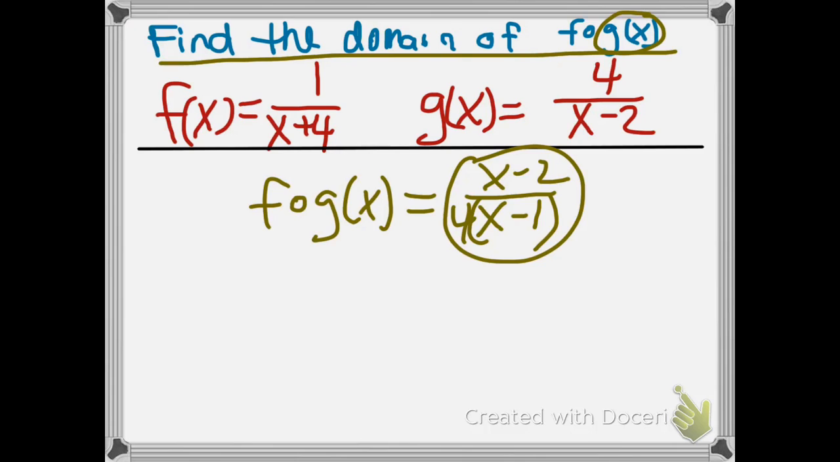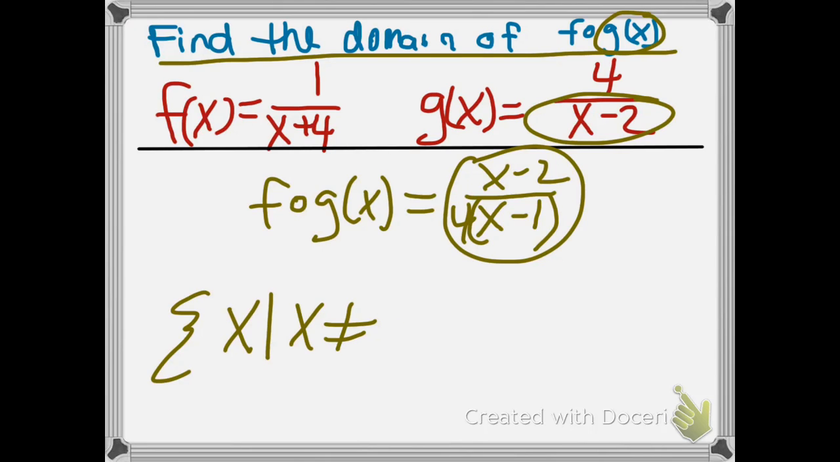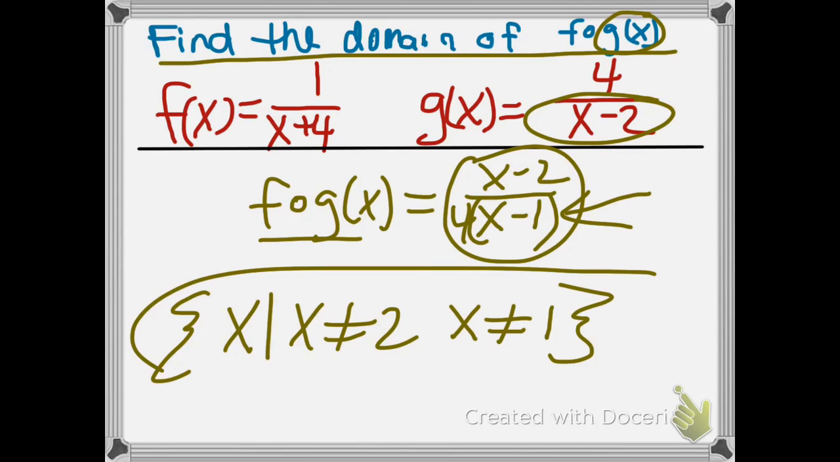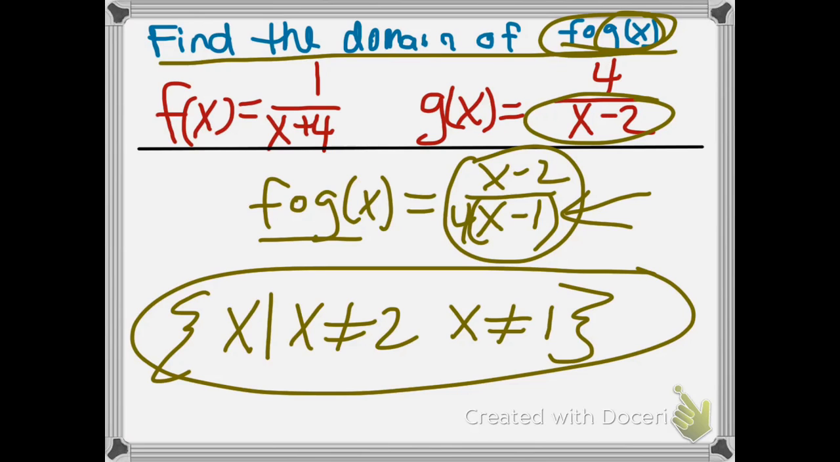First, it's the inside. It can't be positive 2, so x such that x can't be 2. And then you look at the result of f of g, and we know the result says it can't be 1. So x can't be 1 as well, and that's your domain of this. So if you actually find f of g in this process, you can actually find the answer as well.